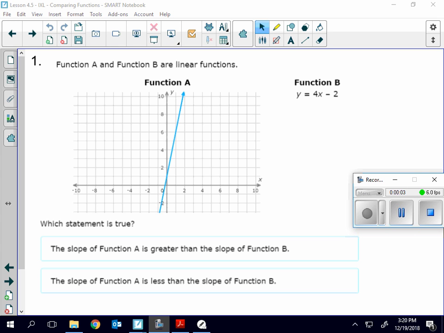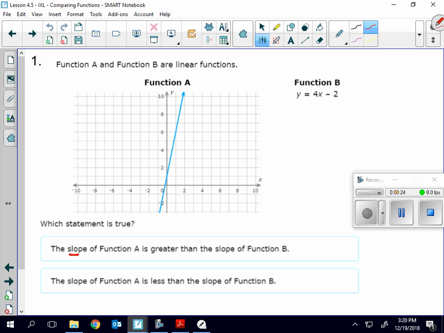Hello everybody, this is 4.5 comparing functions, and you're going to do IXL, and this is what it's going to look like. So the question asks, function A and function B are linear functions, and which statement is true? So always read this down here. Okay, these are the options, so it's one or the other.